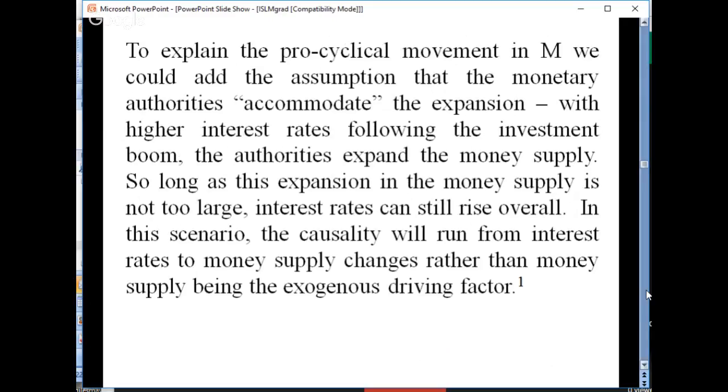So to explain the pro-cyclical movements in money supply, we could add the assumption that monetary authorities accommodate expansions, i.e., when we're going into expansion, high interest rates follow the investment boom. The authorities expand the money supply. So long as the expansion of money supply isn't too large, interest rates can still rise. In this scenario, the causality will run from interest rates to money supply rather than money supply being the exogenous factor, which is essentially what we were assuming.